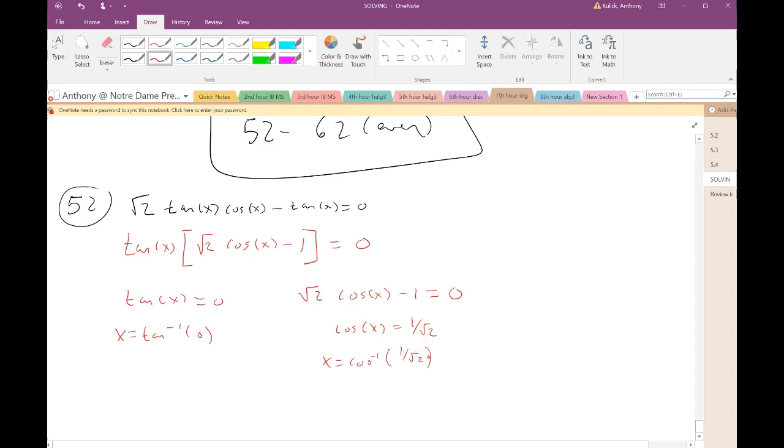I recognize that both tan 0 and cosine of 1 over the square root of 2 are unit circle values. So if I go to the unit circle, I notice that tangent is equal to 0 when y is 0. So that happens at 0 and 180. But since they were asking for things on the interval from 0 to 2 pi, yes, we should give that answer in radians.